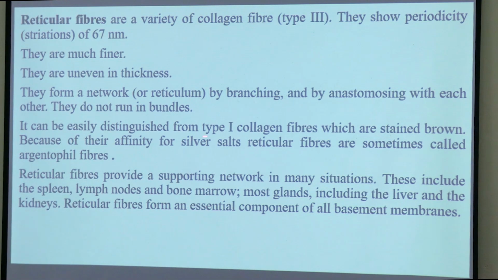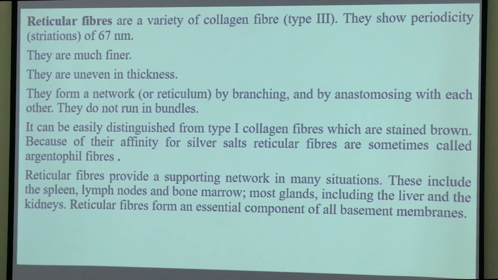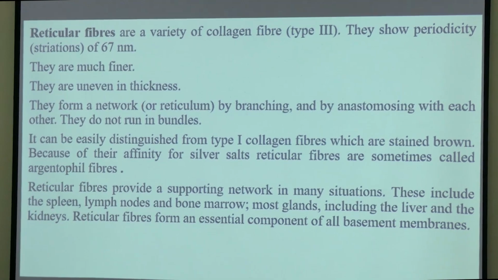Now they can be easily distinguished from type 1 collagen fibers as they are stained brown. Why? Because you can't stain them with the help of H&E stain. For that, a special type of stain is used, made up of silver salt, silver nitrate, AgNO3.